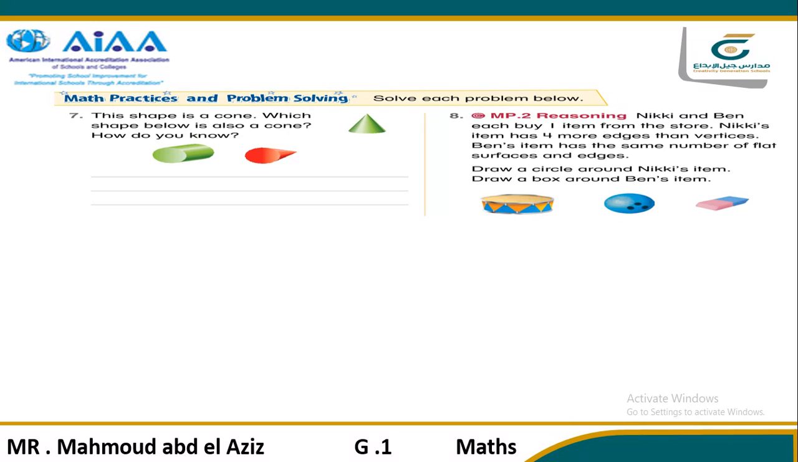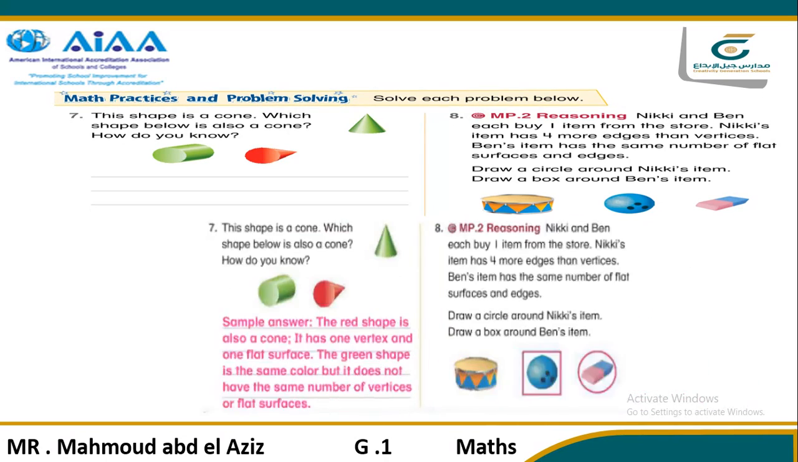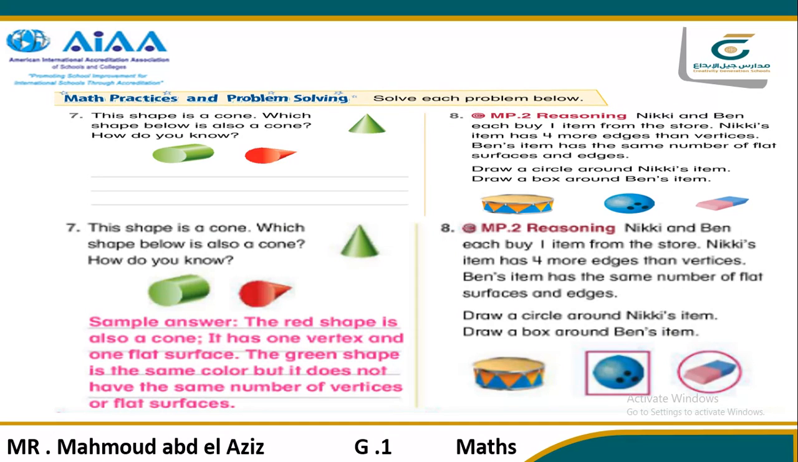It's a cone. Why? Because the red shape here has one vertex. You can see it here. It has just one vertex and one flat surface. The green shape is the same color, but it doesn't have the same number of vertices or flat surfaces. We have here two faces, but in a cone we have just one face.